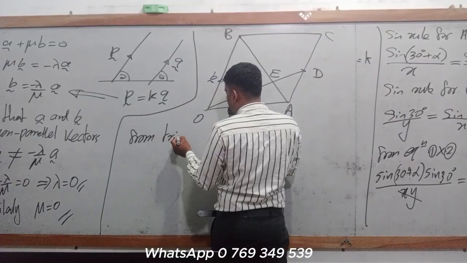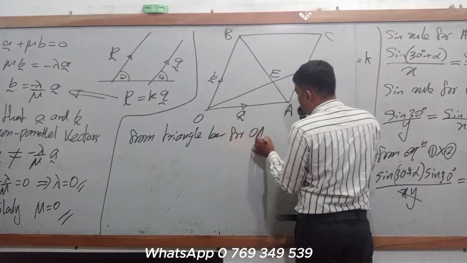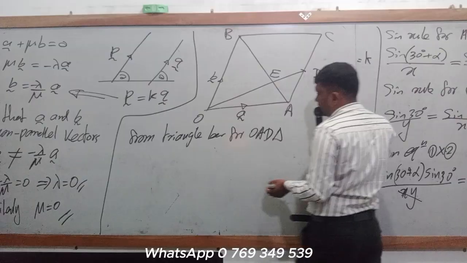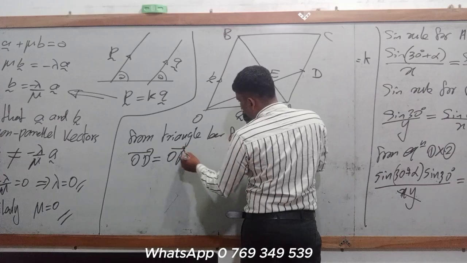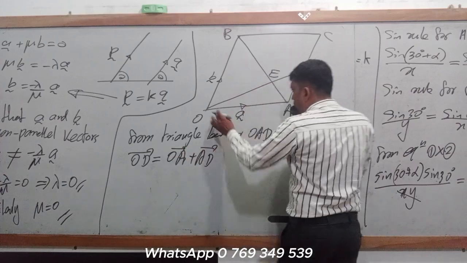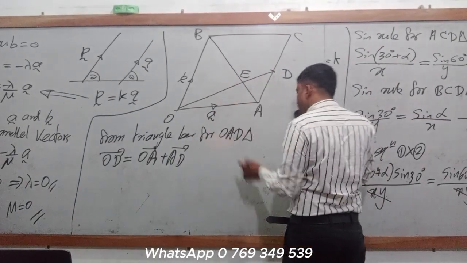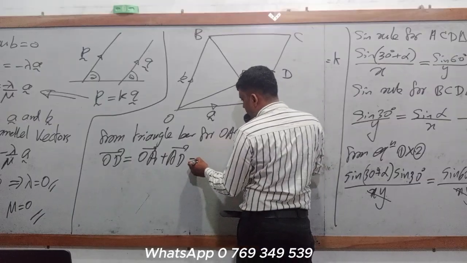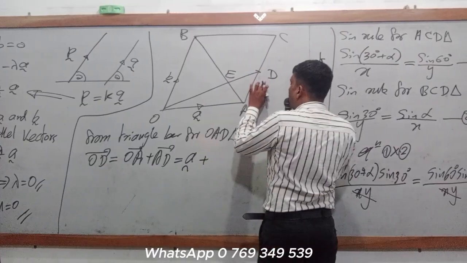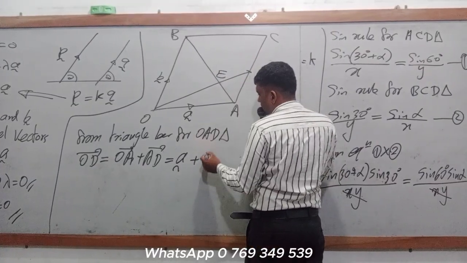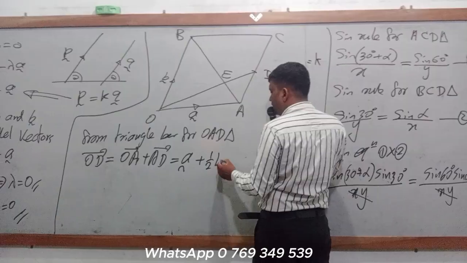From the triangle law for triangle OAD, OD is OA plus AD. We can add those things. OA is A. AD, we know that it is half AC. AC is B, no? So half B.